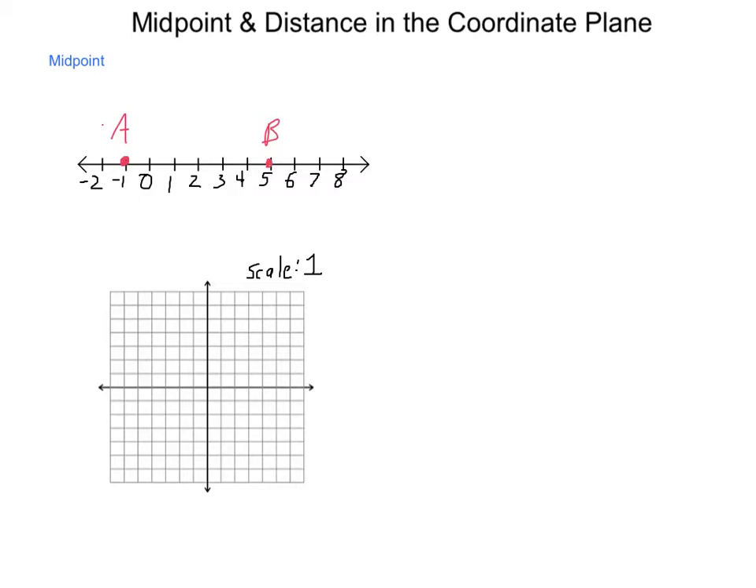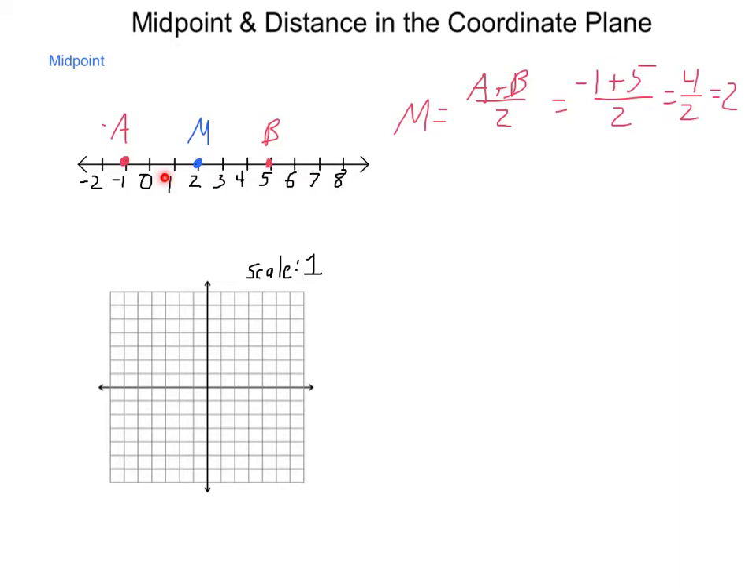Again, midpoint is simply the average of these values. So our midpoint M is going to be equal to A plus B divided by 2. So in this case it'll be -1 plus 5 divided by 2. -1 plus 5 is 4. 4 divided by 2 is 2. So I can place at location 2 a point that I call M. And if you look, from A to M is 3 units, from M to B is 3 units. So M sits in the middle, hence the term midpoint.